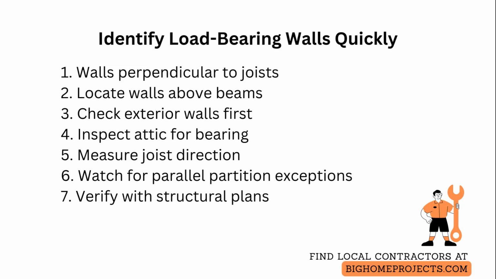Use a simple probe technique by measuring joist direction with a flashlight or tapping the ceiling to detect joist spans. Remember that short partition walls parallel to joists are often non-load bearing, but may still be supporting local loads if they align with beams below. Always verify ambiguous cases by checking structural plans or asking a licensed structural engineer before making any cut or removal work.